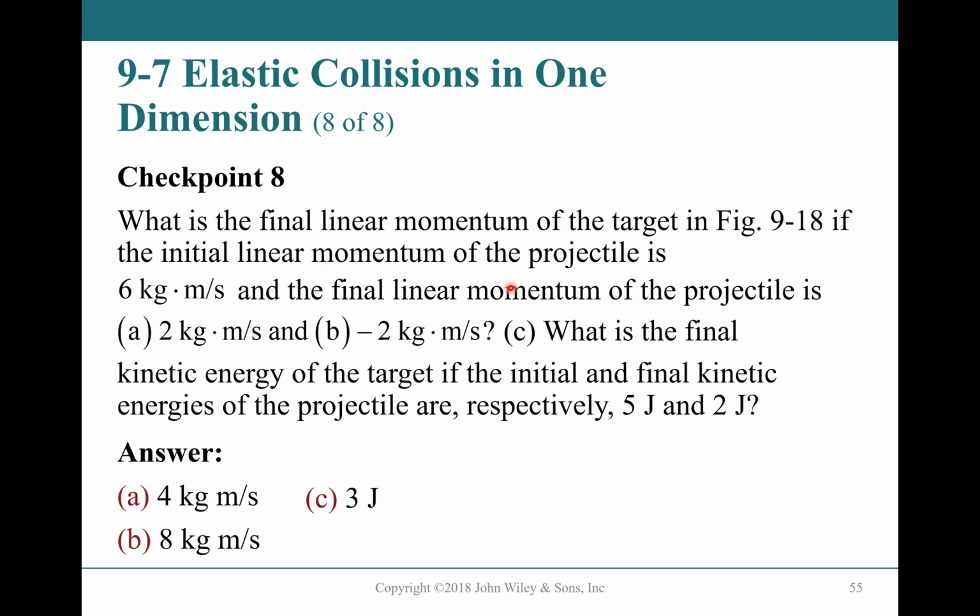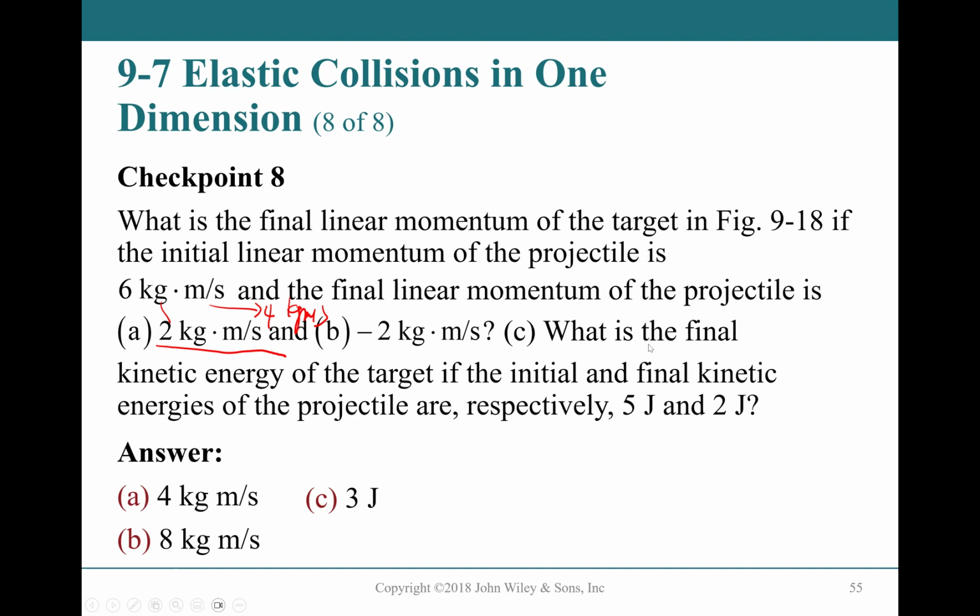If the initial linear momentum of the projectile is 6 kilogram meters per second, and the final linear momentum of the projectile is 2, then you have 4 left, right? So the other object will gain momentum, which is 4 kilogram meters per second. And for B, with -2, you should have 6 minus -2, and you are going to get 8.